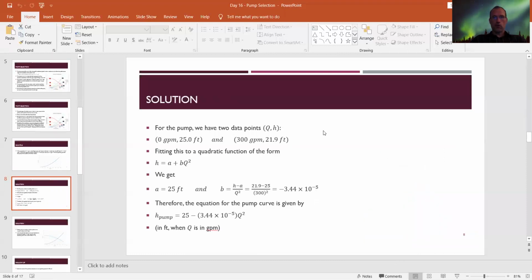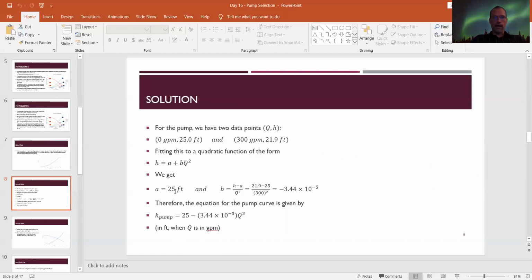So I know my pump performance curve is going to look somewhat quadratic, and I have 2 points. I know my shutoff head, that means that 0 gallons per minute is 25 feet. And I also have the other data point that at 300 gallons per minute, I have a head of 21.9 feet. And again, I know it should look somewhat quadratic, so my head should look like A plus B Q squared. A and B are just constants based on these numbers essentially. So now I just want to fit this equation, values of A and B that fit these two data points.